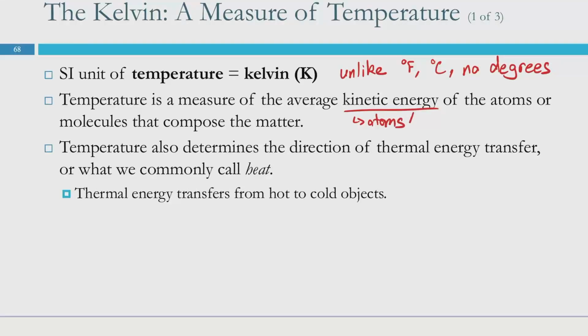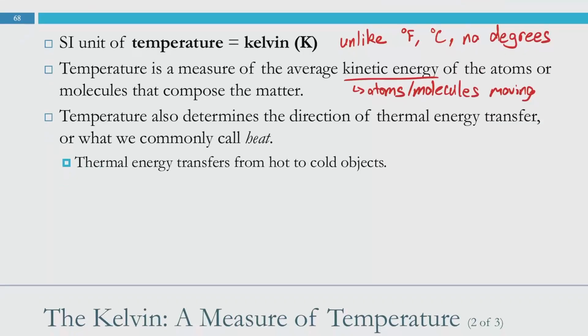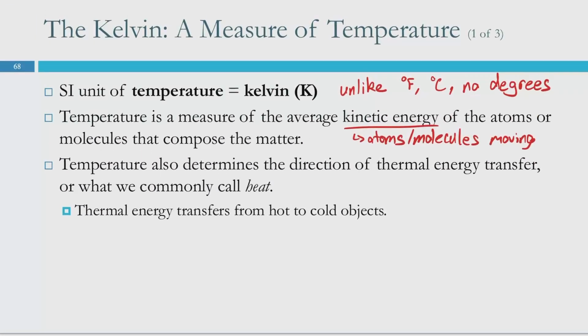From those atoms and molecules moving. If you cool things down, those atoms and molecules do less wiggling and jiggling and moving around. And eventually you can get down to 0 Kelvin, which is where, in theory, the atoms and molecules are not wiggling or jiggling. They're just completely frozen in place.